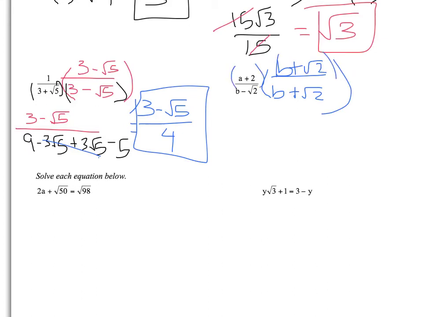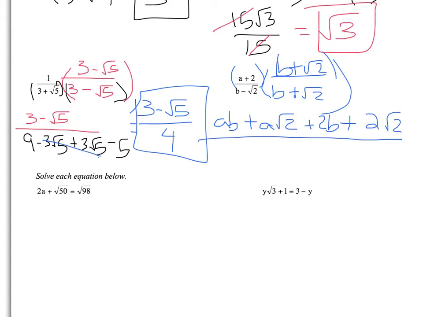And we will FOIL. A times b is ab, plus a times radical 2 is a radical 2. B times 2 is 2b. 2 times radical 2 is 2 radical 2.